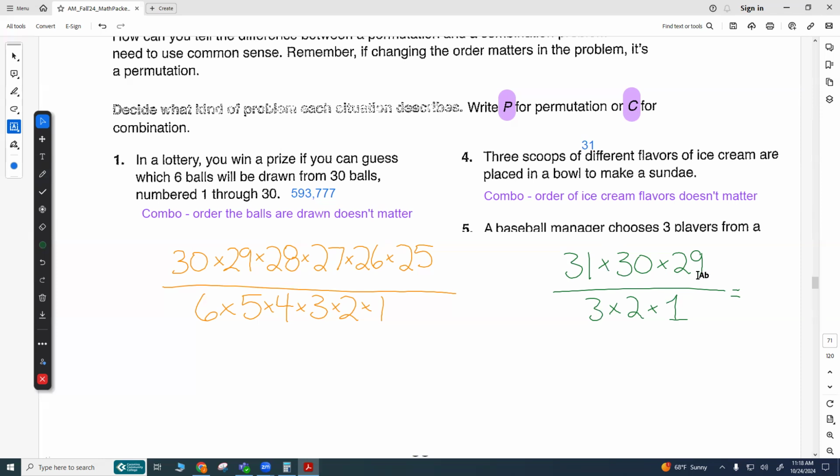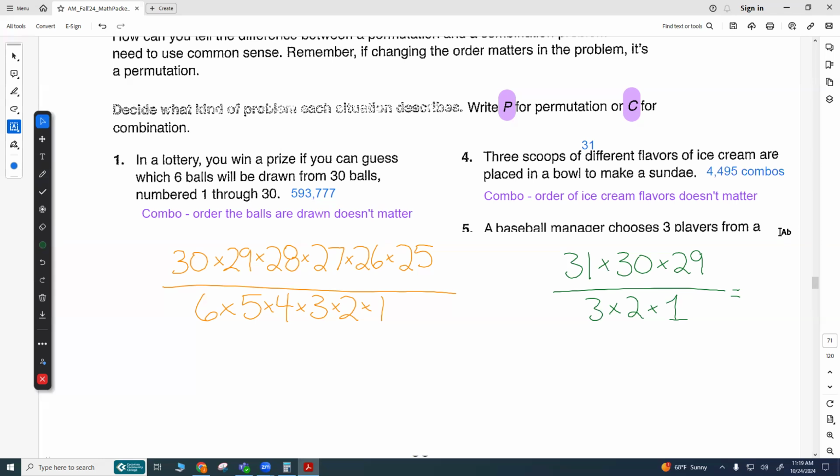And so if there are, then that means for our permutation, we have 31 choices for scoop 1, 30 choices for scoop 2, 29 choices for scoop 3. And then we have our slots 3 times 2 times 1. And when we divide that, we end up with 4,495 combinations of ice cream.